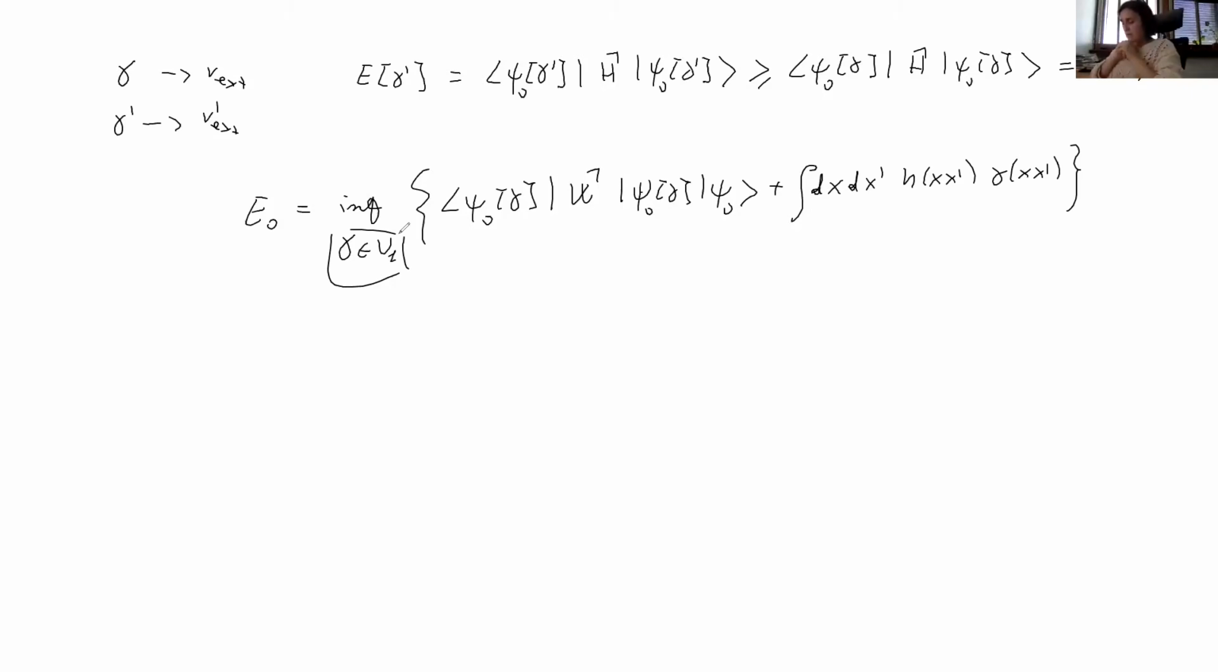Now, this set of density matrices is the set of pure state V representable density matrices. So one-body density matrices which correspond to some given external potential. This is similar to the DFT.